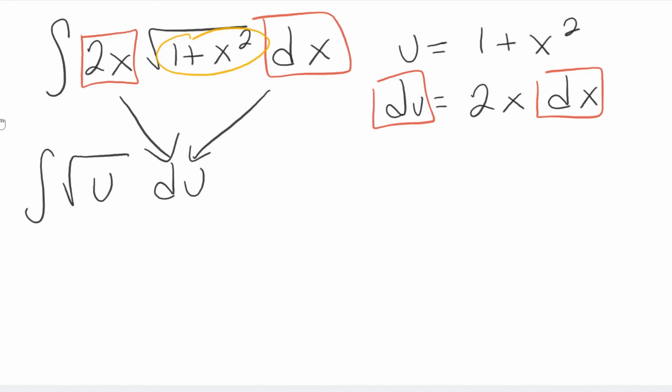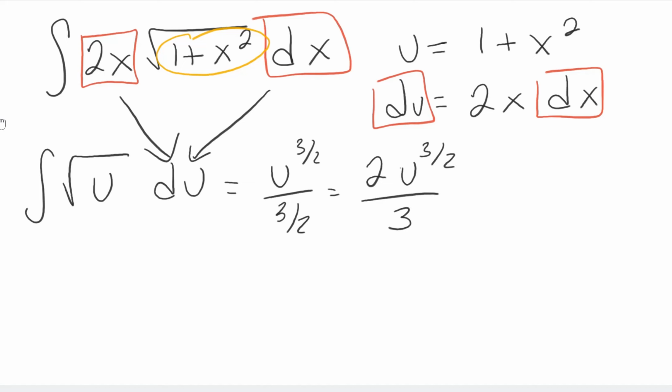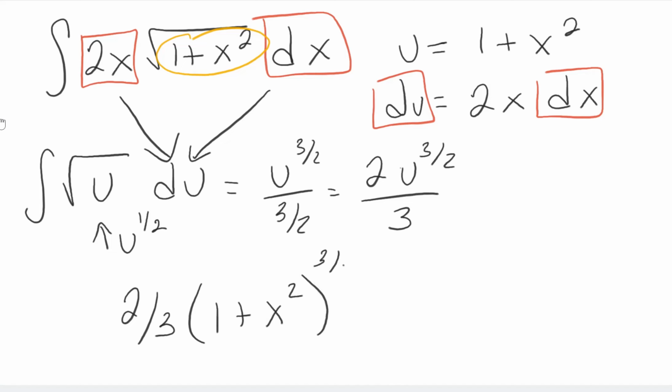So the integral of that is u to the 3/2 over 3/2. So it's 2u to the 3/2 over 3. Where did that come from? Because that's u to the 1/2. Add 1, bring the exponent down. And now we're going to replace u with what we originally started with. So this becomes 2/3 times 1 plus x squared to the 3/2. And that's f of x.